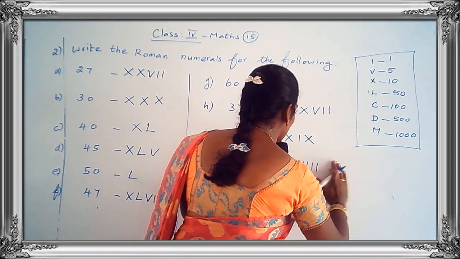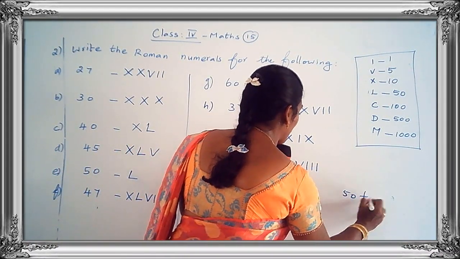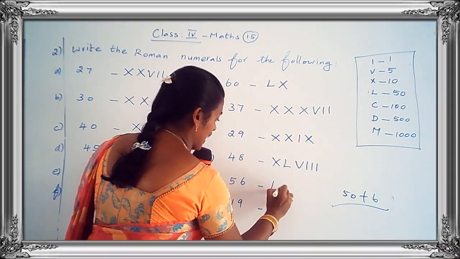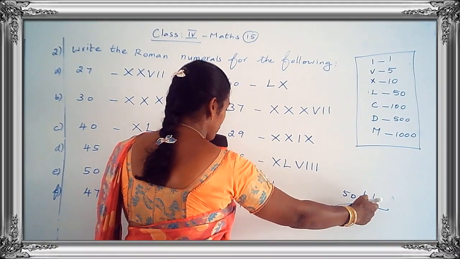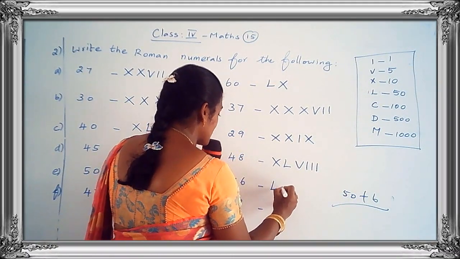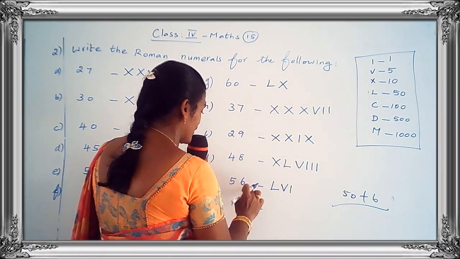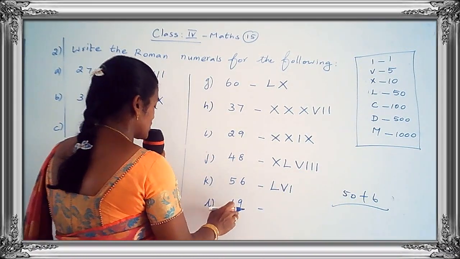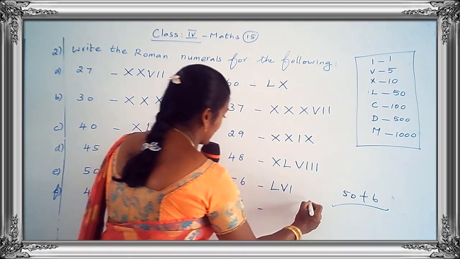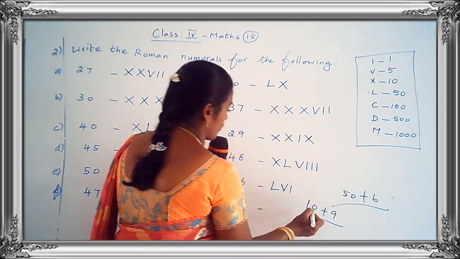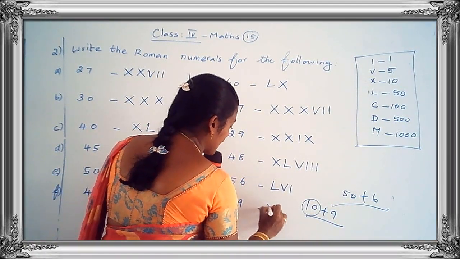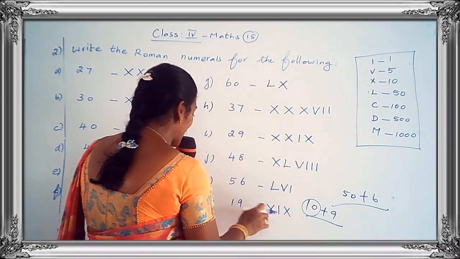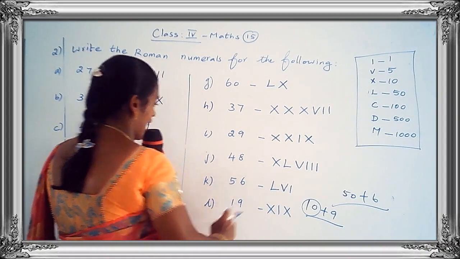Okay. Next one is 56. 56 can be written as 50 plus 6. Here 50 means L. Now we need 6, so 6 means VI. So 56 means LVI. Okay. Next, 19. 19 can be written as 10 plus 9. Here 10 stands for X, and 9 means IX. So that's why XIX stands for 19.